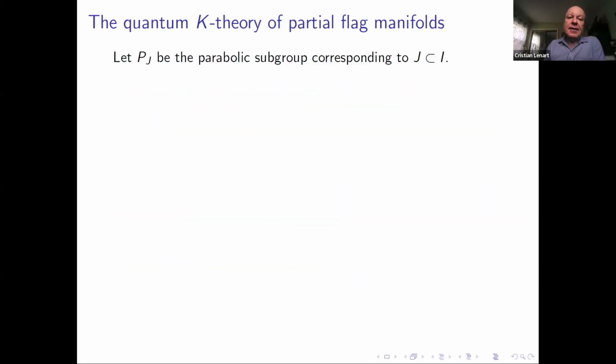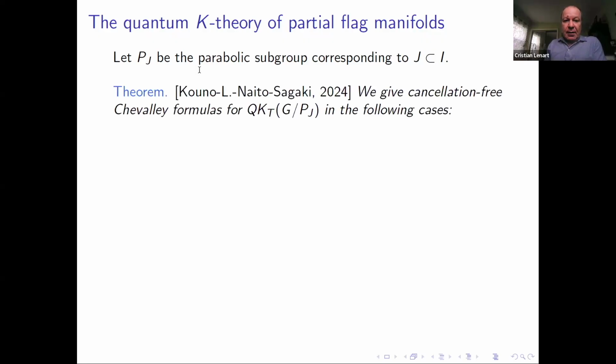Then I said that another issue is now to derive Chevalley formulas for partial flag manifolds. So if we consider a subset J of the nodes of the Dynkin diagram, P_J is the corresponding parabolic subgroup. And with Kouno, Naito, and Sagaki, we gave cancellation-free Chevalley formulas for the quantum K-theory of G mod P_J in the following cases. So the key here is this cancellation-free, because we can get easily some formula, but it's important to be cancellation-free. And our original Chevalley formula for G mod B, as I said, is cancellation-free.